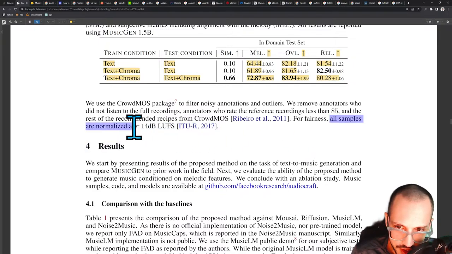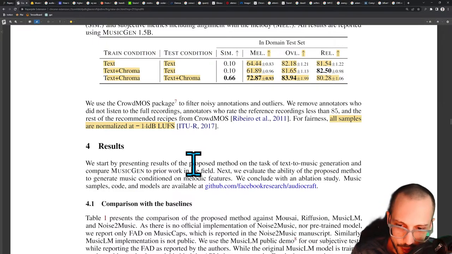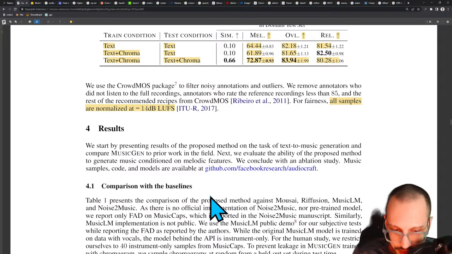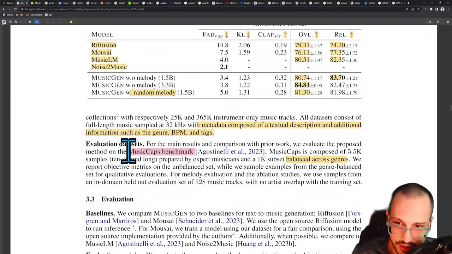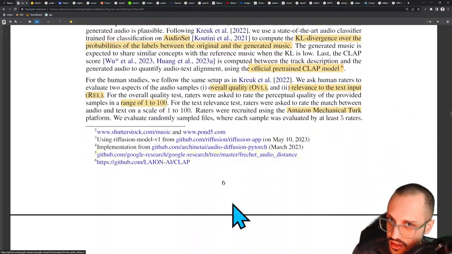All samples are normalized at negative 14 decibels. There is audio software that can check for hiss and distortion. Yeah, there's probably, I don't know enough about audio, but I guess there's probably things that clean the audio sample before you actually use it for anything. They might not even have to do that. I'm sure these data sets that they used, like MusicCaps and all of these, are probably already pre-cleaned, if I had to guess.